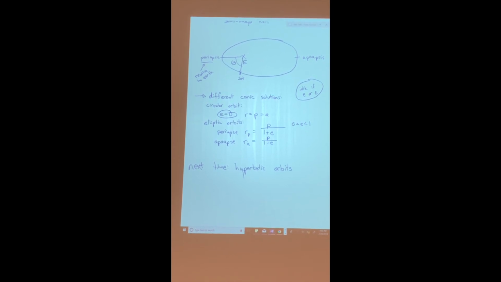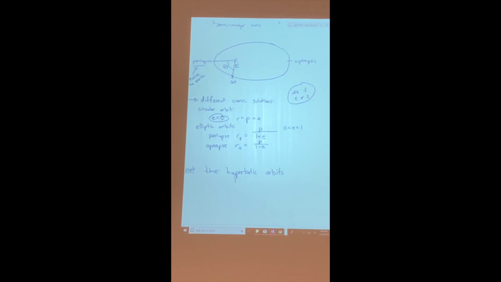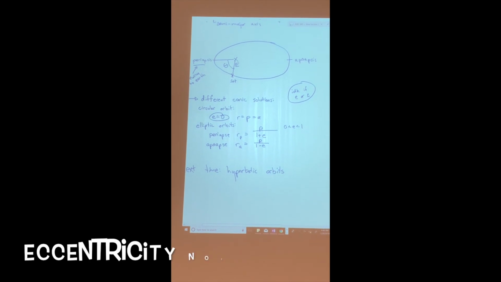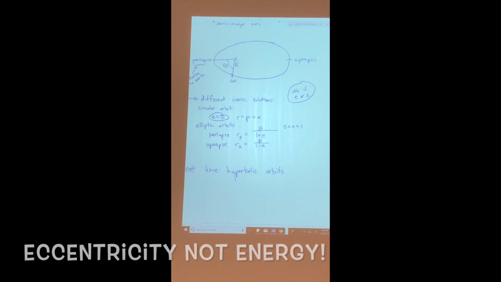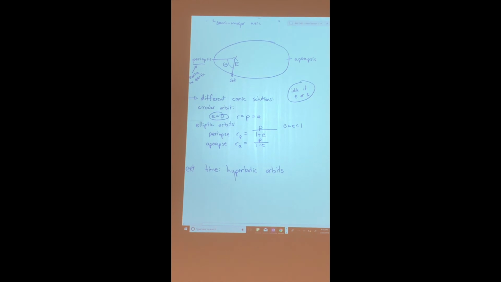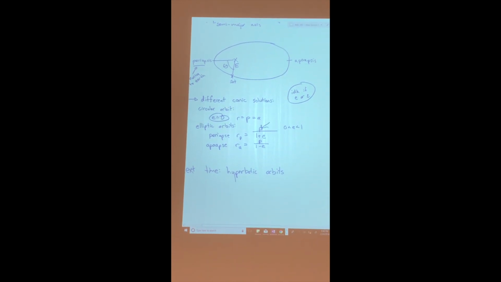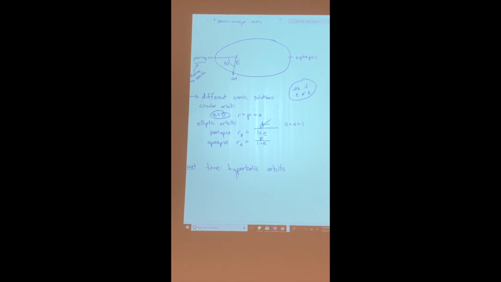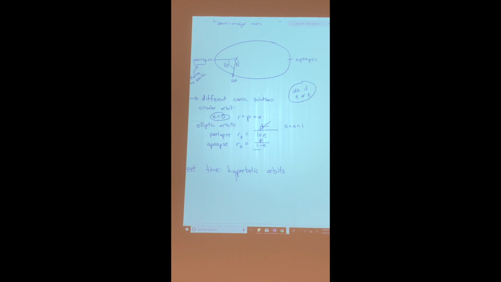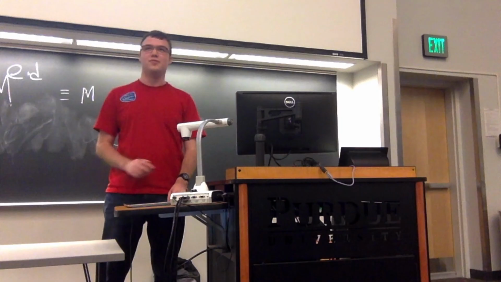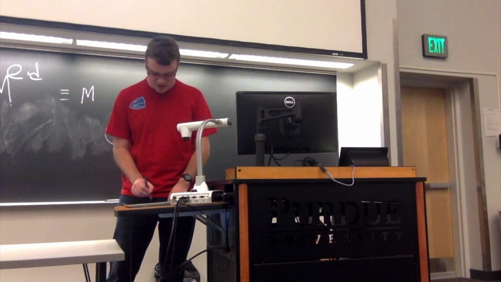apoapsis are the same. And then we have elliptic orbits if the eccentricity is between 0 and 1, where we have a periapsis of the semilatus rectum, which is indicated here by p, over 1 plus the eccentricity, and the apoapsis is the same thing, except in the denominator we have 1 minus e. And the next type, which is today, we are going to look at hyperbolic orbits.